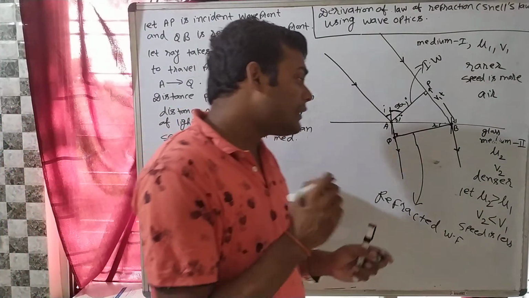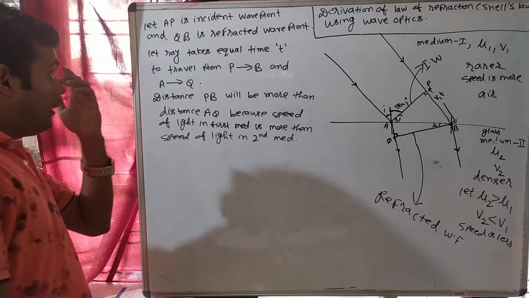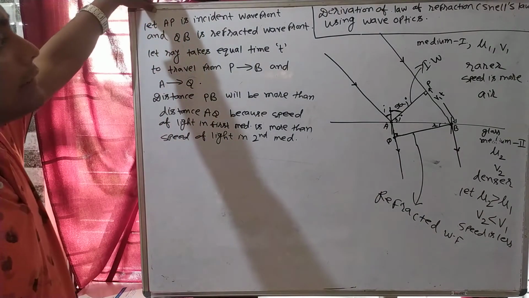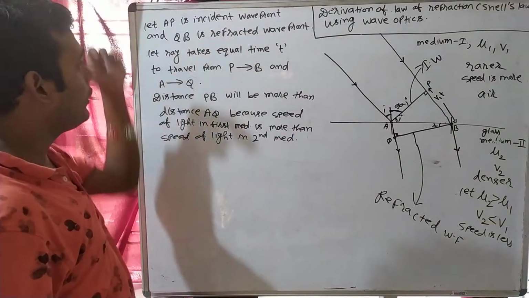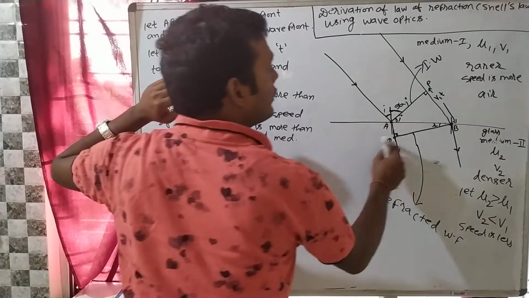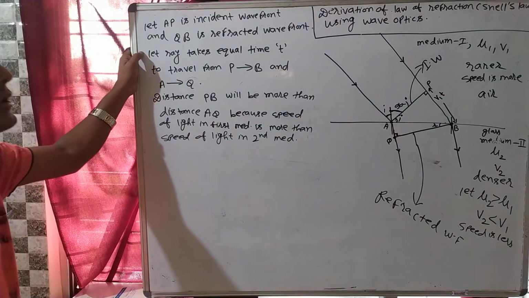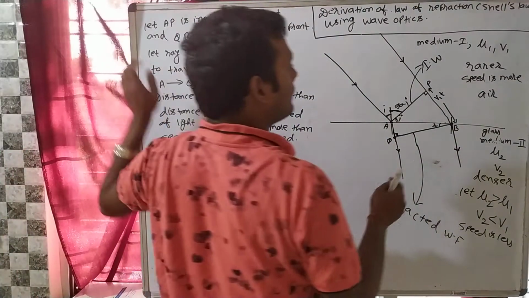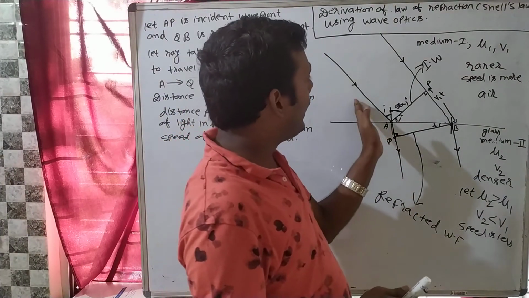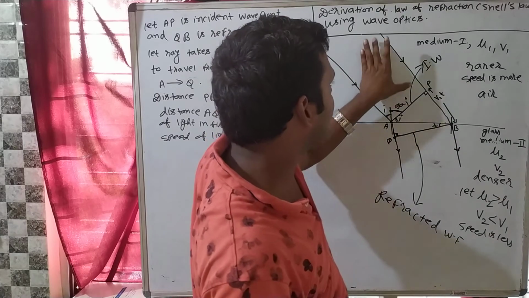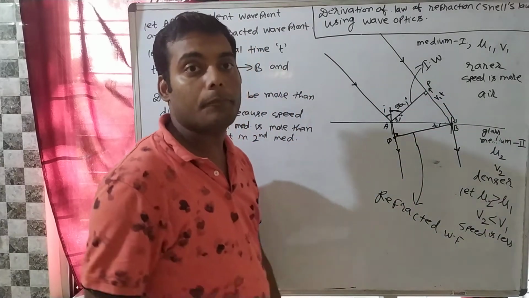Second thing that you have to understand: can you see AP? AP is the incident wavefront. Now we know QB is the refracted wavefront. Let's suppose that light takes, see, up to here, this ray of light and this distance is equal. Which one is the extra? This one is the extra.